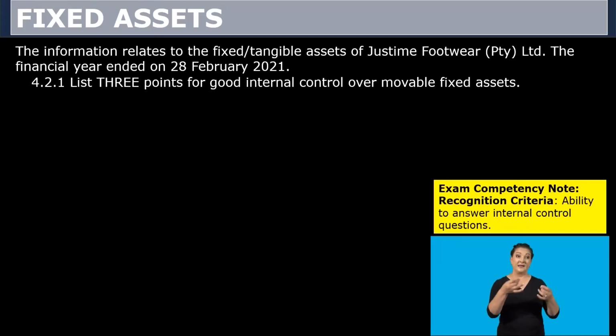All right, I'm going to quickly look at one question that has to do with internal control over fixed assets. And it says, the information relates to the fixed tangible assets for Just Time Footwear. The financial year ended on 20 February 2021. List 3 points for good internal control over movable assets. It is very important, dear learners, that you also prepare on internal control over movable assets.